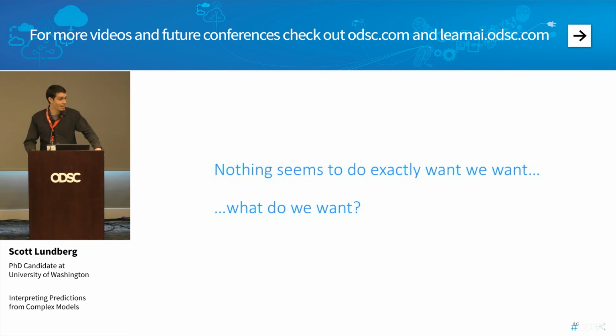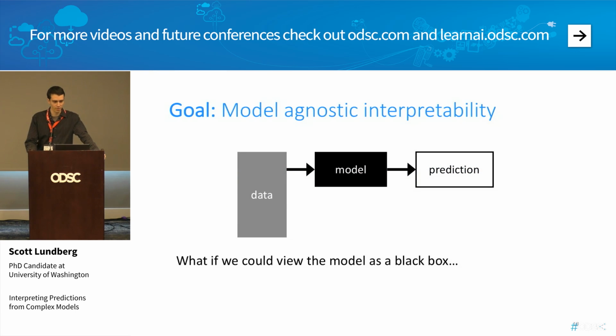So nothing seems to do exactly what we want, but that begs the question, what do we want? Now I want to take a step back and be a bit more general, and try to discuss these methods at a higher level. What we really want, I would claim, is model-agnostic interpretability. We would like to be able to interpret our model just viewing it as a black box, so we don't have to worry about how complex or simple it was. We just want to understand with a good explanation, regardless of the complexity.